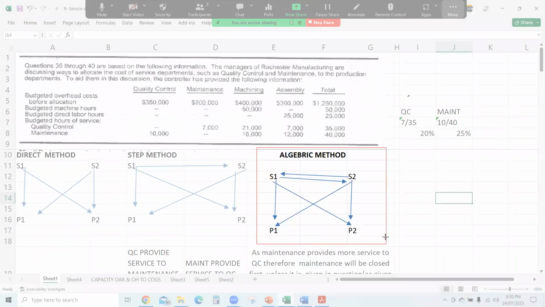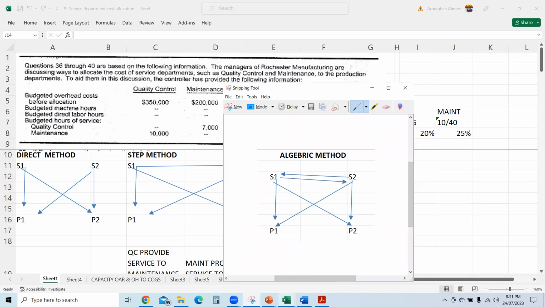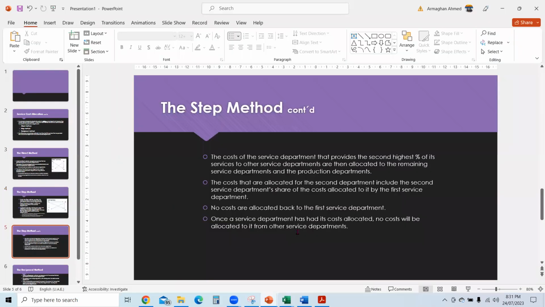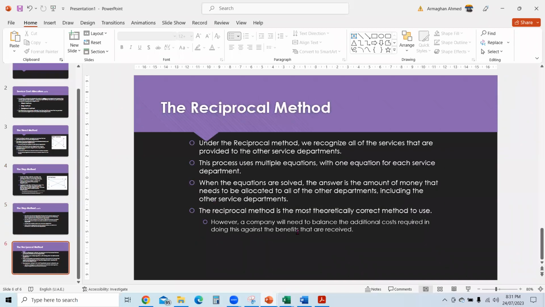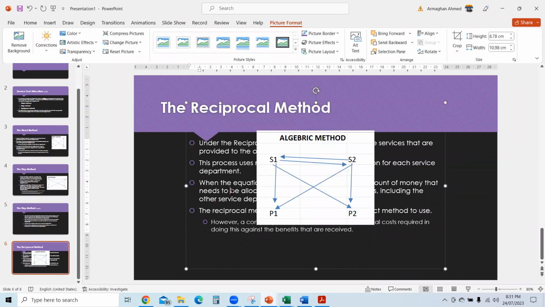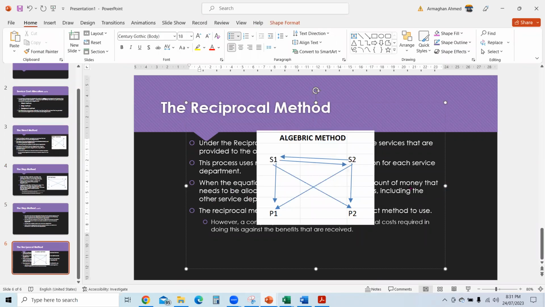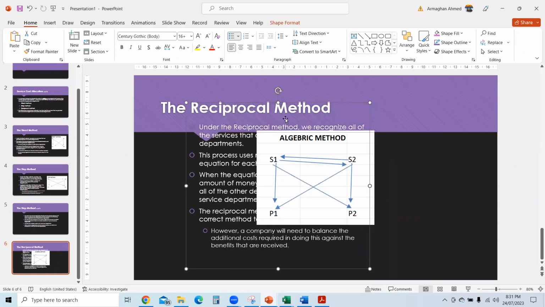Next, we have the algebraic method, or we also call it the reciprocal method. So what is the reciprocal method? The algebraic method and the reciprocal method are the same thing.